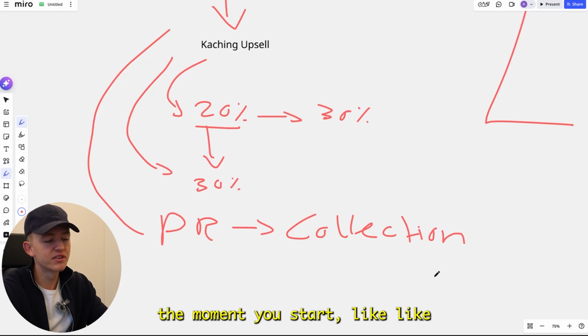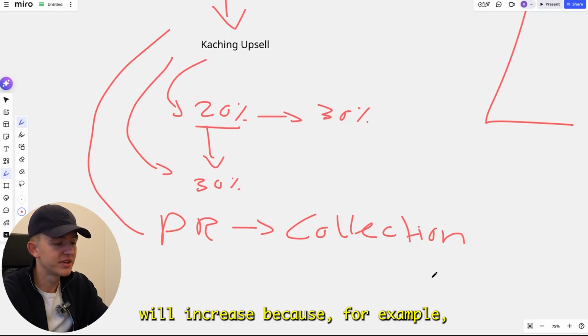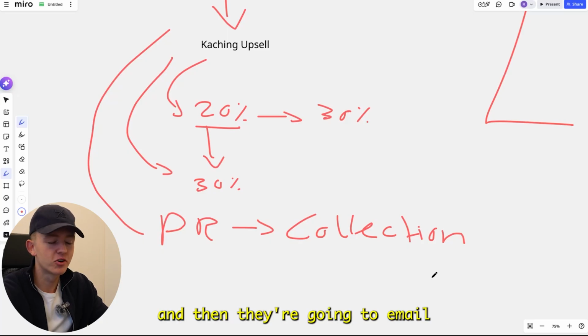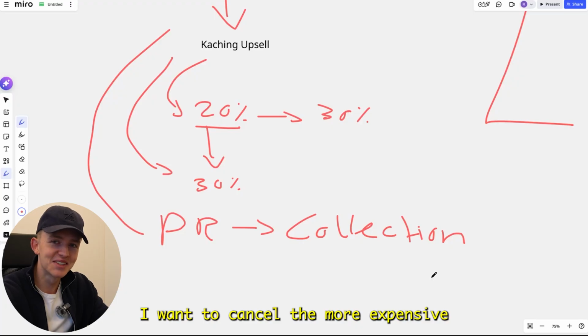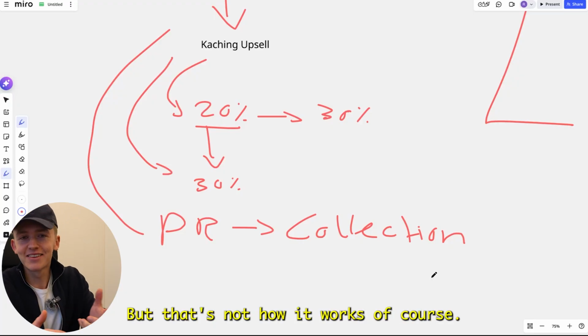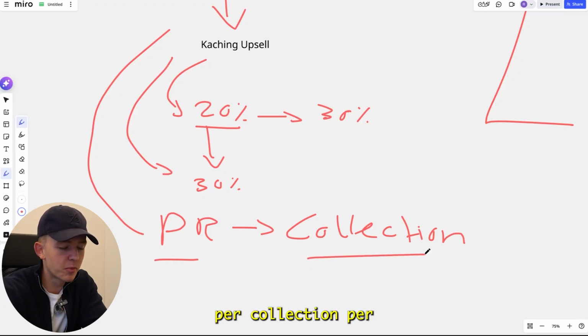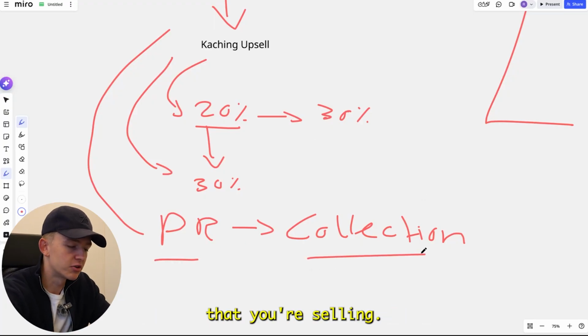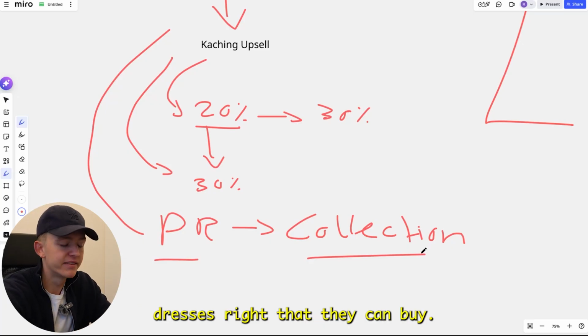But you really need to watch out for this. The moment you start upselling the same products, your refund rate will also increase. Because for example, they buy the same kind of products and then they email you like, okay, I want to cancel the more expensive one, I want to keep the cheapest one, right? But that's not how it works, of course. So that's also why you need to build it out per collection, per specific kind of product that you're selling, so they also get different dresses, for example, that they can buy.